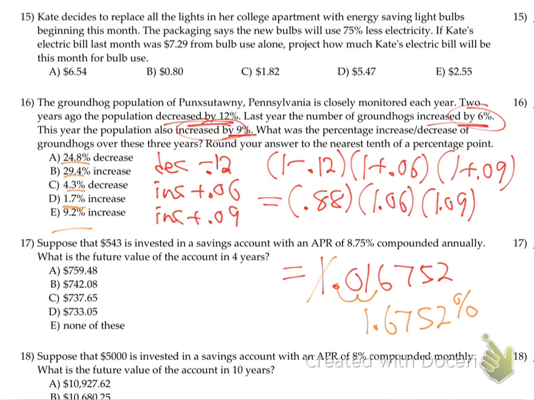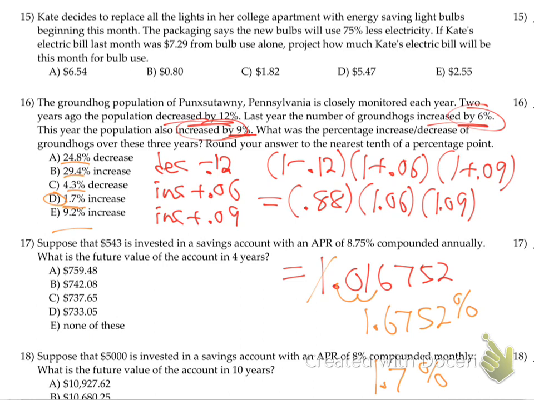Notice. So which one rounds correctly? 1.7. Does the rounding confuse you? If they have the numbers rounded, then you just find the one that rounds correctly. It rounds to 1.7%. So that's a 1.7% increase. Right, good. Remember how that works?